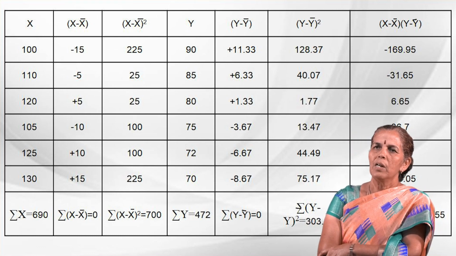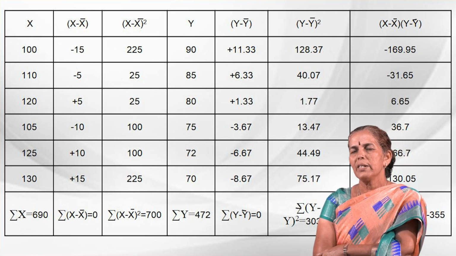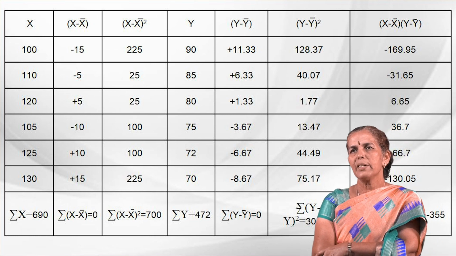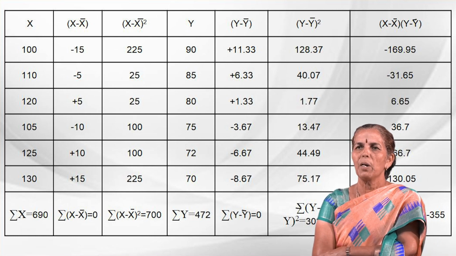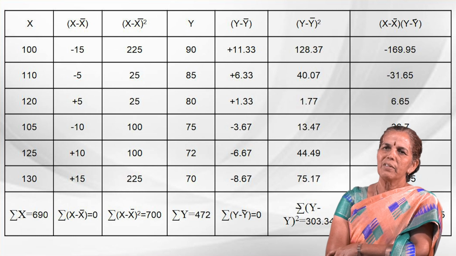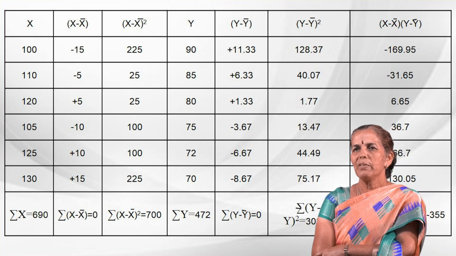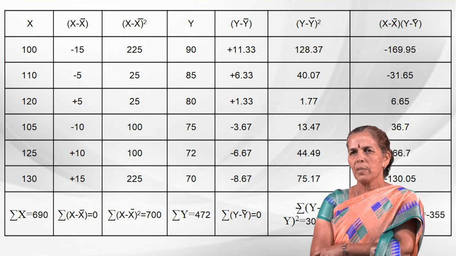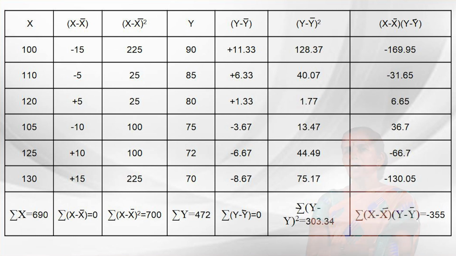So next, y minus y bar whole square, that is, we have to square the deviation values. In this we got 128.37, 40.07, 1.77, 13.47, 44.49, 75.17. So the summation of y minus y bar whole squared equals 303.34. This is necessary for finding the standard deviation of y.